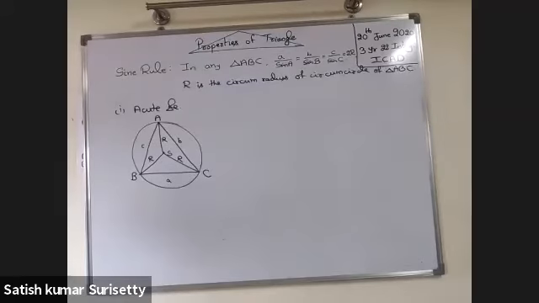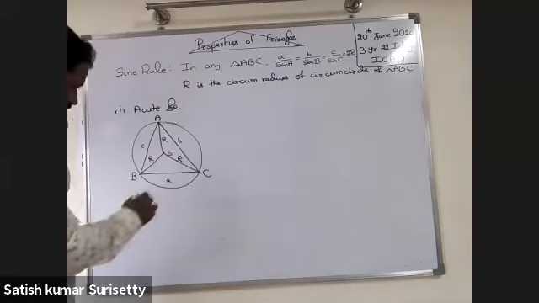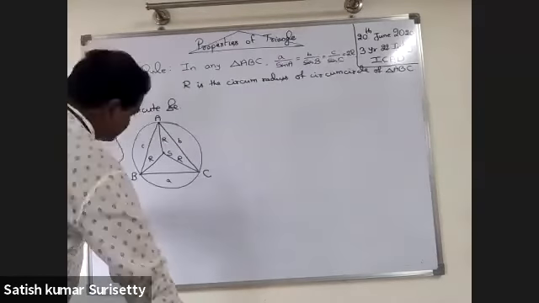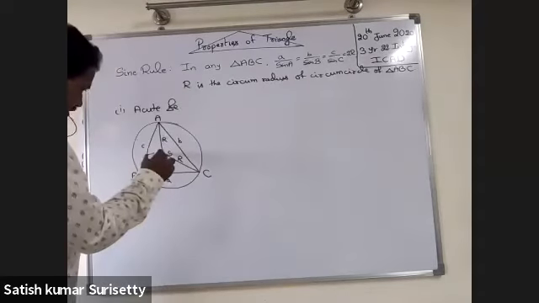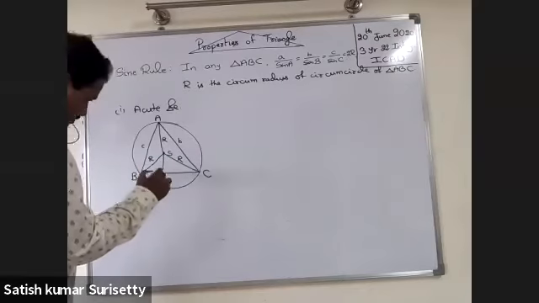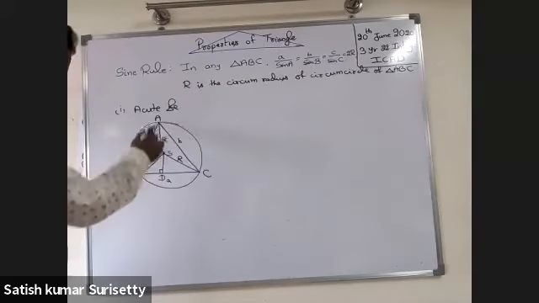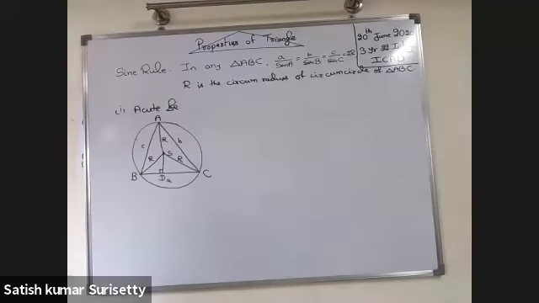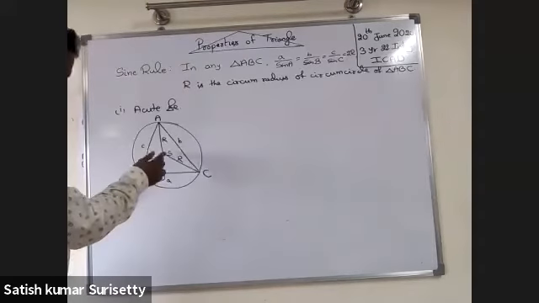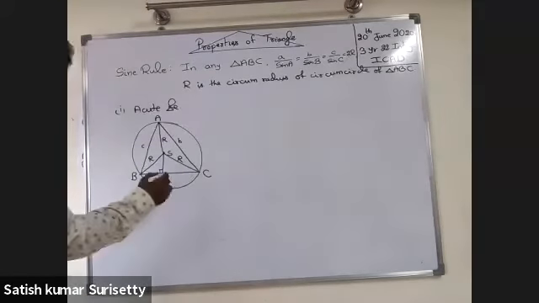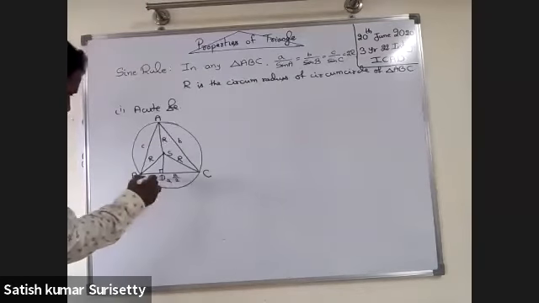Let us draw perpendicular from circumcenter to one of the sides. Suppose I draw a perpendicular from circumcenter S to the side BC. Remember, A, S, D not necessary to be collinear. It may be or may not be. Now, when I draw the perpendicular from the center to the side in a triangle, it bisects the opposite side. So this will be a by 2 and this also will be a by 2.